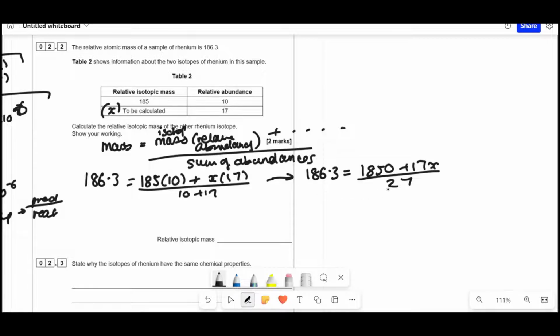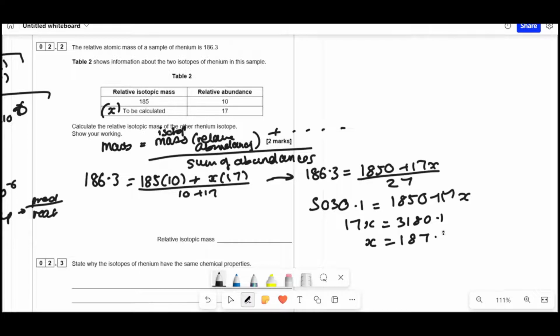There's another thing there. So just to be cautious, best practice, that would be 5030.1 equals 1850 plus 17x. So then you subtract both sides by 1850 to get rid of the 1850. So 17x equals 3180.1. Divide that by 17, and you get x equals 187.1, which is what we again said the relative isotopic mass of this rhenium.